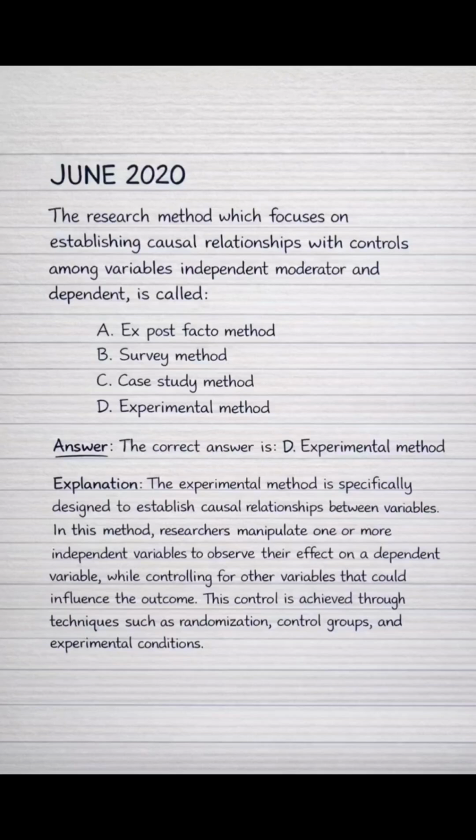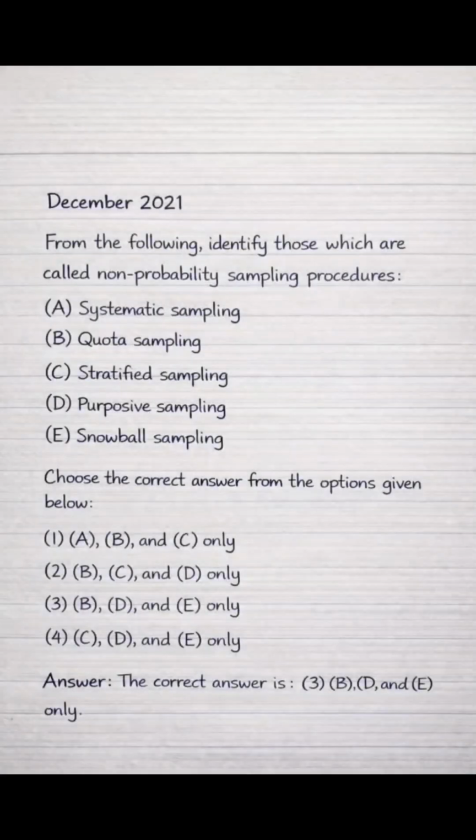In experimental method, the researcher changes the independent variables and observes the effect on dependent variables. Other variables are controlled to get accurate results. This method helps us to understand cause and effect relationship clearly. Now let's see the following. Identify which are called non-probability sampling methods.